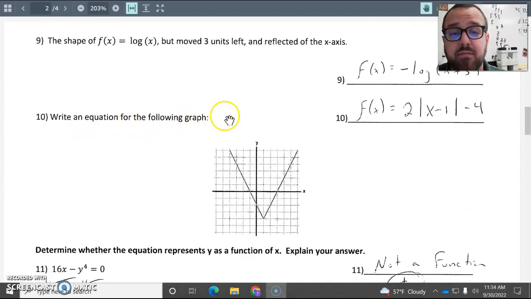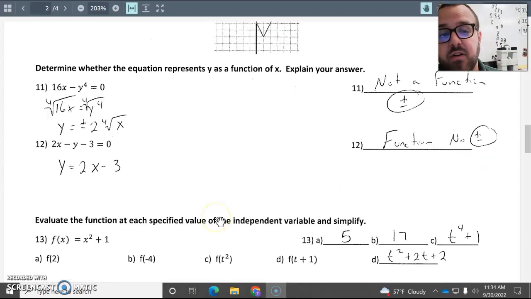Then here we have a graph, and we have to write the equation for that graph. Here's an absolute value. It's gone to the right 1 and down 4, so I'm showing that, and then multiply by 2 because it has a stretch of 2. For this one, it's multi-part. Do you know what your parent functions are and what they look like? Can you do the transformations on them? Do you know how they move around?